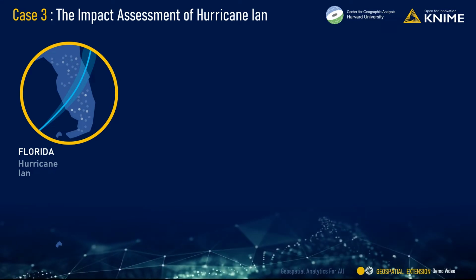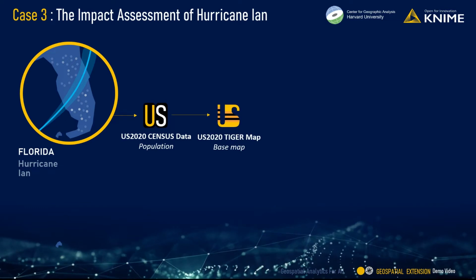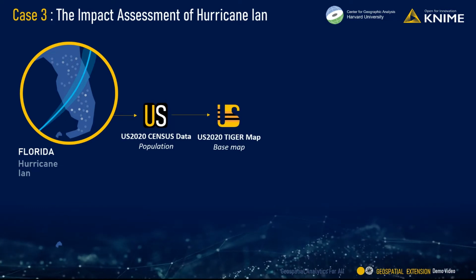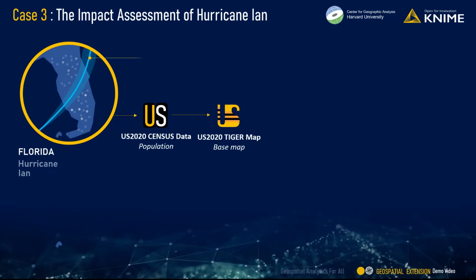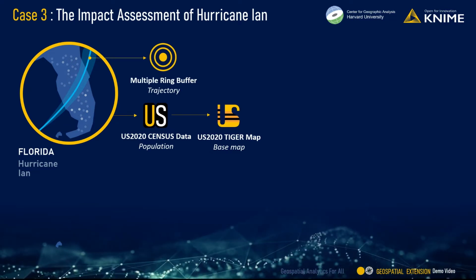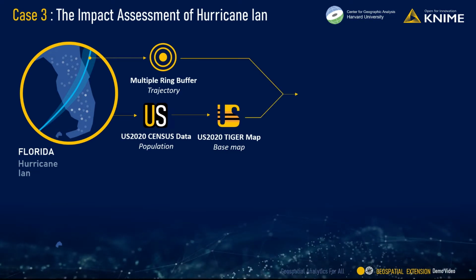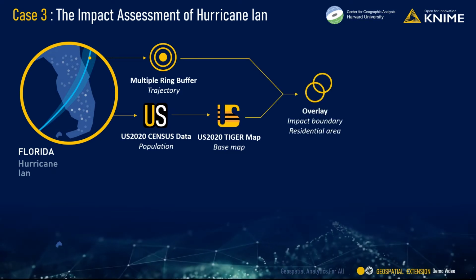Likewise, the nodes for the U.S. Census data and the U.S. Tiger map are for the base maps and population. Multiple ring buffer nodes get buffers at different distances from the Hurricane Ian track. Overlay is used to assess the population of different buffers.